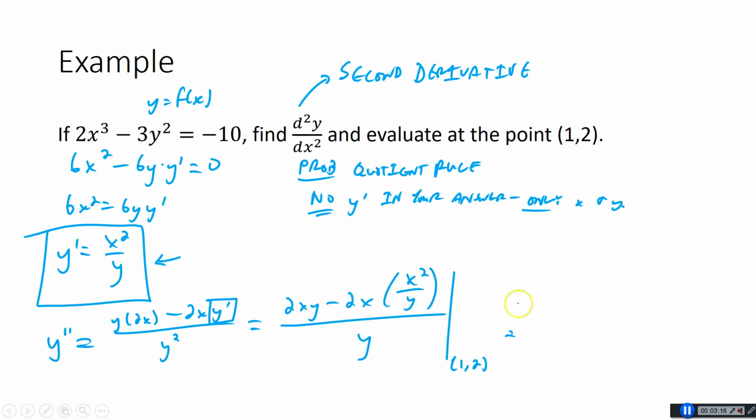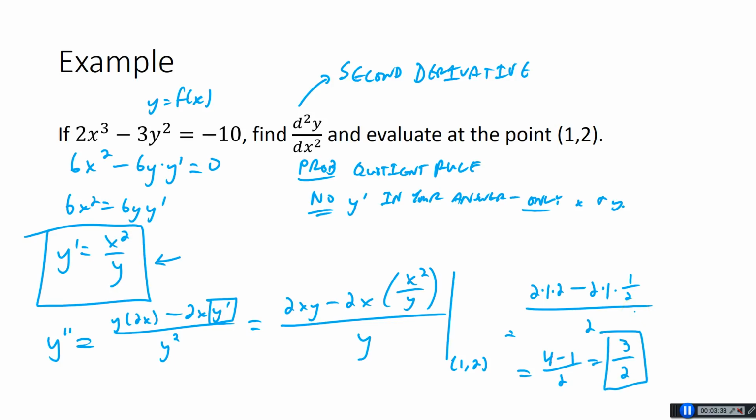So if we plug in 1, 2, we're going to get 2 times 1 times 2, I'll write it out, 2 times 1 times 2, minus 2 times 1 times 1 squared over 2, divided by 2. So it looks like that is 4 minus 1, 2 over 2 is 1, yep, divided by 2. Looks like 3/2. So for now, this value doesn't mean a lot to us, right? The slope of a tangent line would be over here. This doesn't really mean a whole lot to us right now, but being able to go through this process is important, and we will learn more about why that is later.